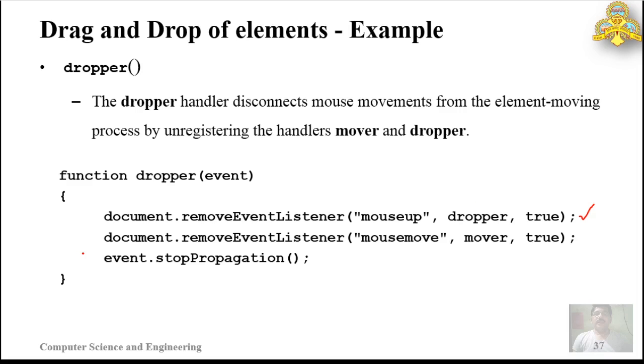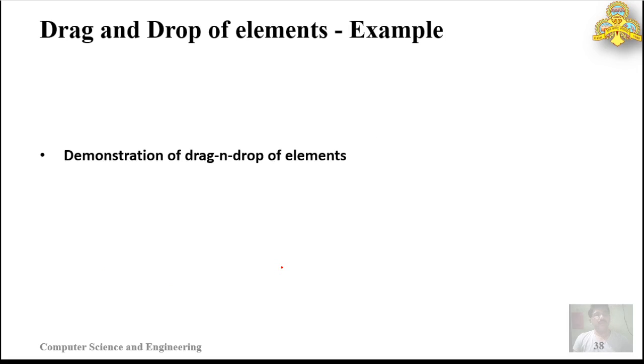The main lines here are removeEventListener for mouse up and mouse move, and event propagation is to be disabled, so that is stopPropagation. So I will go for the demonstration.